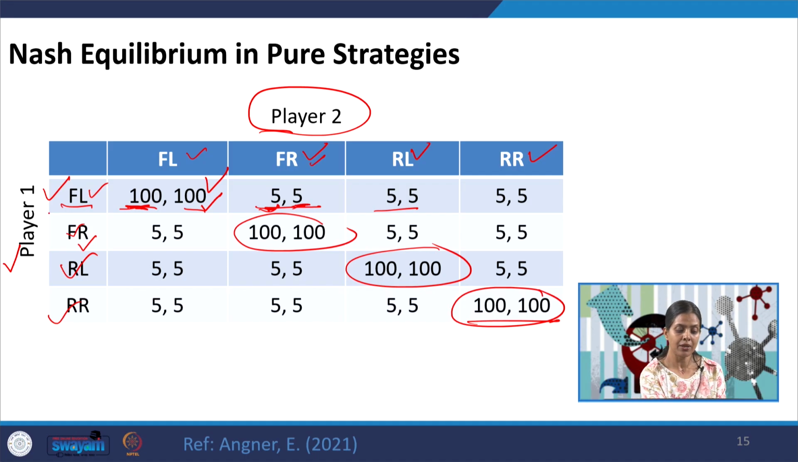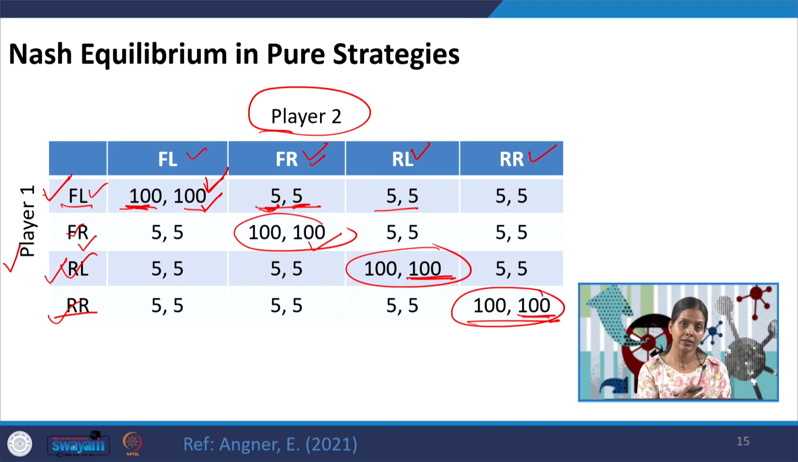So, if player 1 writes FL, player 2 is better off, or the best strategy is to write FL. Player 1 writes FR, again the best strategy for player 2 is to write FR. Player 1 writes RL, best strategy for player 2 is to write RL. Player 1 writes RR, best strategy for player 2 is to write RR.